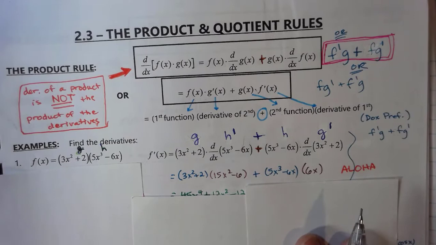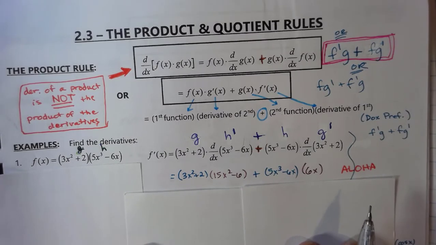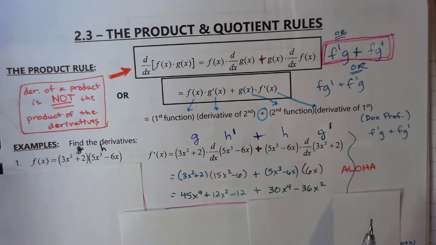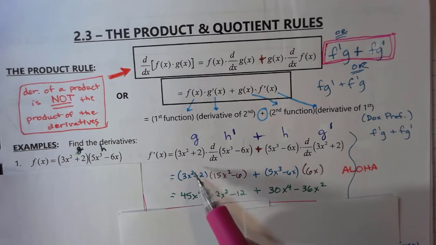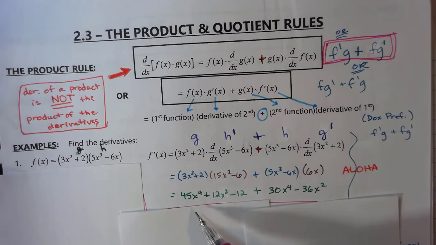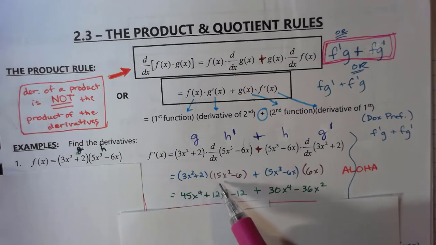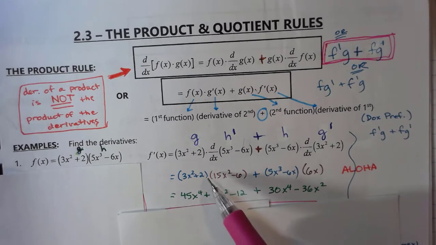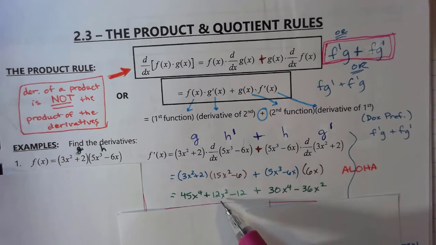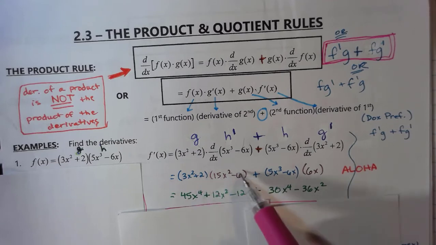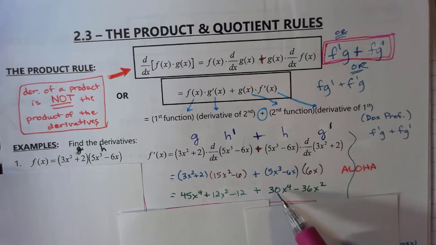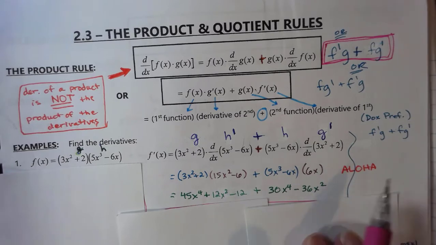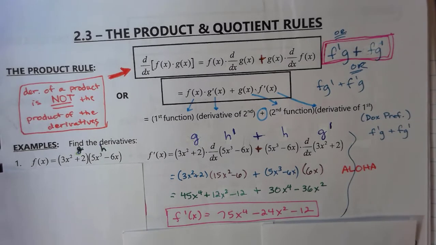Now, from here, you have a lot of horrible algebra. So we would want to distribute this pair of factors. So I would get 45x to the fourth, and then I would get minus 18 plus 30, which is 12x squared, and minus 12. Over here, I'm going to distribute the 6x across this, which gives me 30x to the fourth minus 36x squared, and then we want to add similar terms.